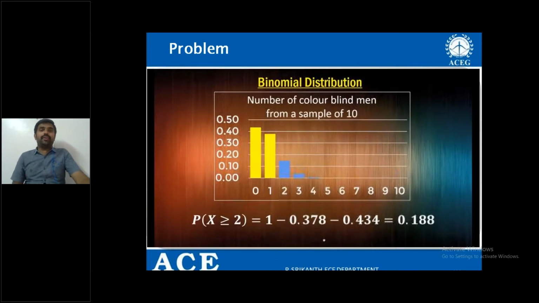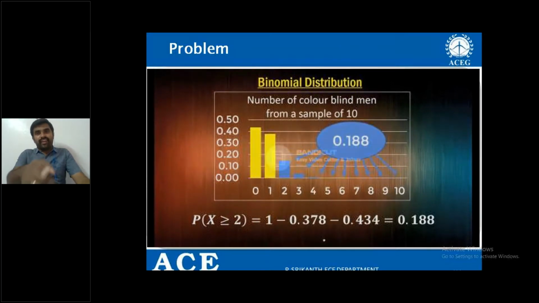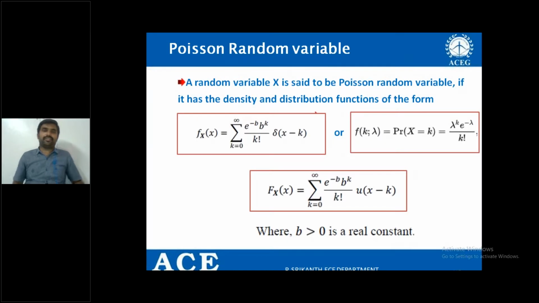So this is the way to find out the probabilities, right? In fact, that is also similar to the sum of all the probabilities. And the next one is Poisson random variable, the third one, right? So far we have seen Bernoulli random variable, binomial random variable, right? Now we are moving to Poisson random variable.